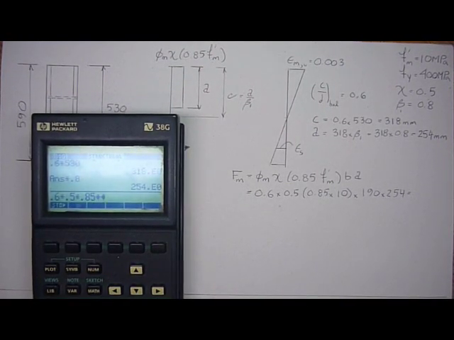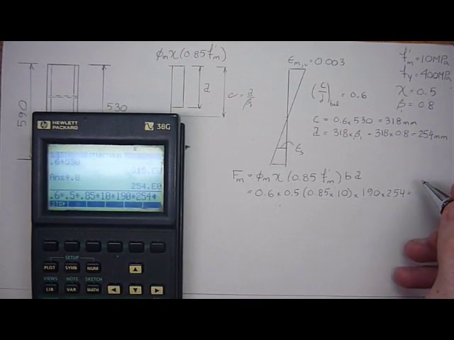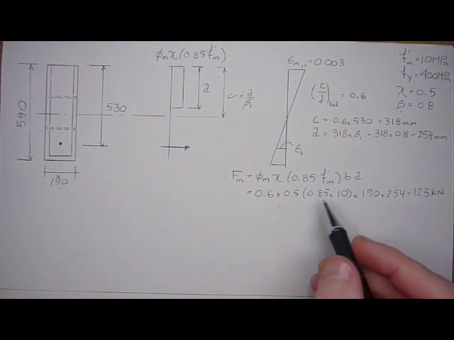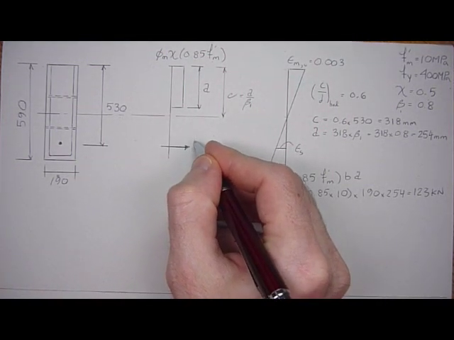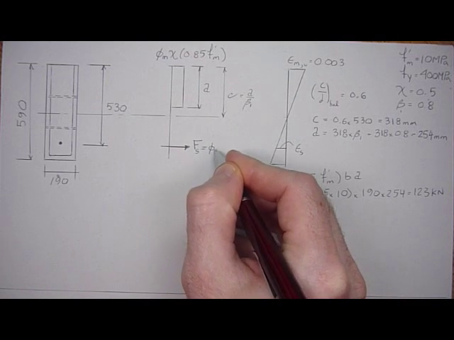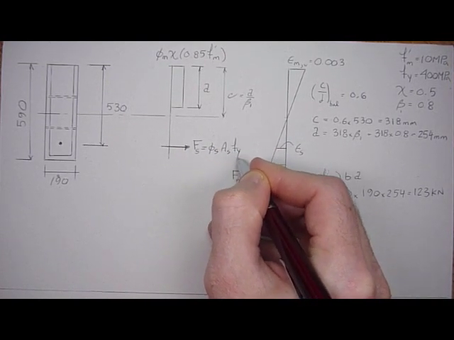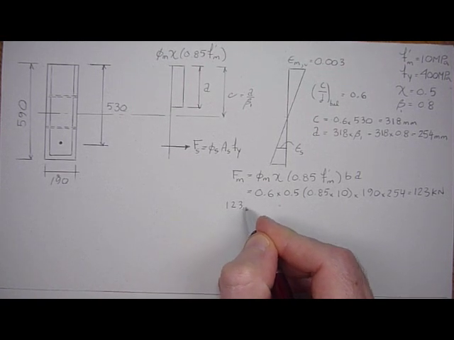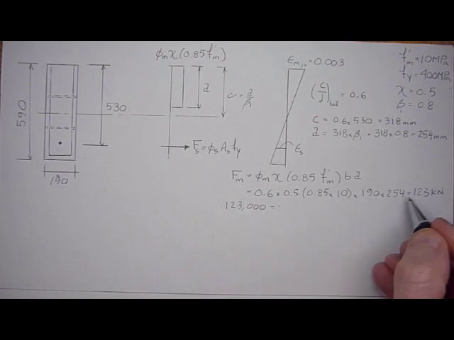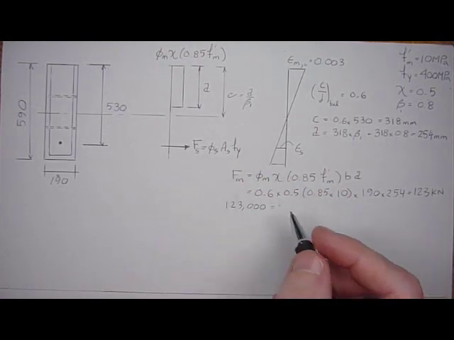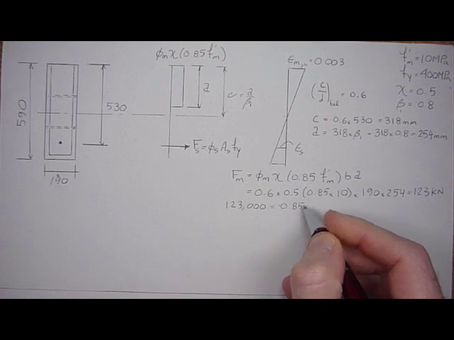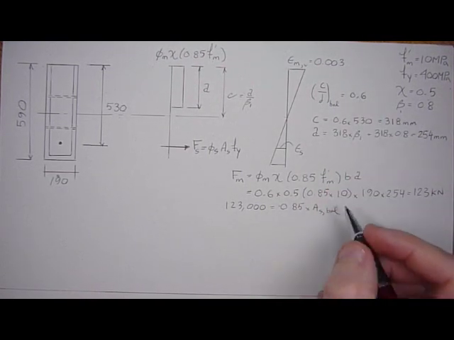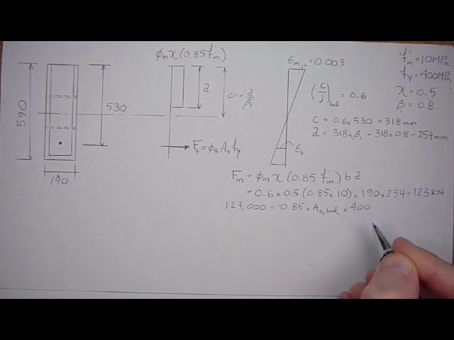0.6 times 0.5 times 0.85 times 10 times 190 times 254. That's 123 kilonewtons. And now we can set the force in masonry equal to force in steel. And the force in steel is just phi of the steel, area of steel, fy, just like in reinforced concrete design. So 123,000 is equal to this force here: 0.85 is phi steel. Area of steel is unknown. It's area of steel balanced. We're using the c over d ratio at balance, and it does yield at balanced conditions, so it's 400 MPa.